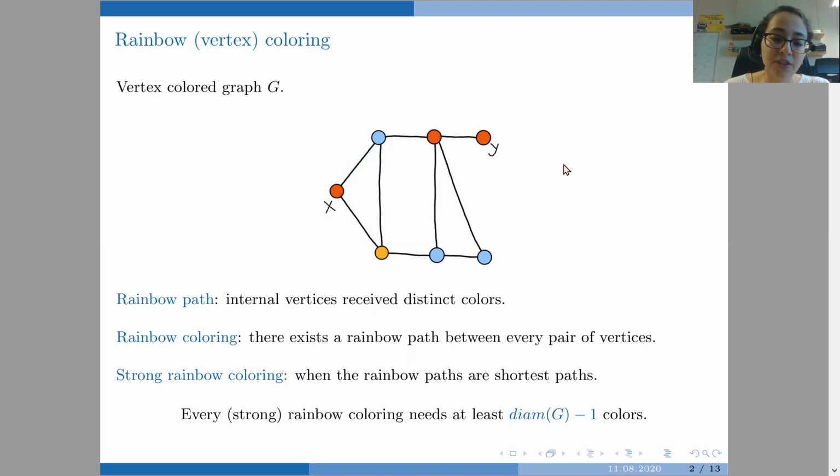So from the definition, we can already see that every rainbow coloring or strong rainbow coloring will always need at least diameter of G minus 1 colors, since this is the number of internal vertices in some shortest path in the graph.